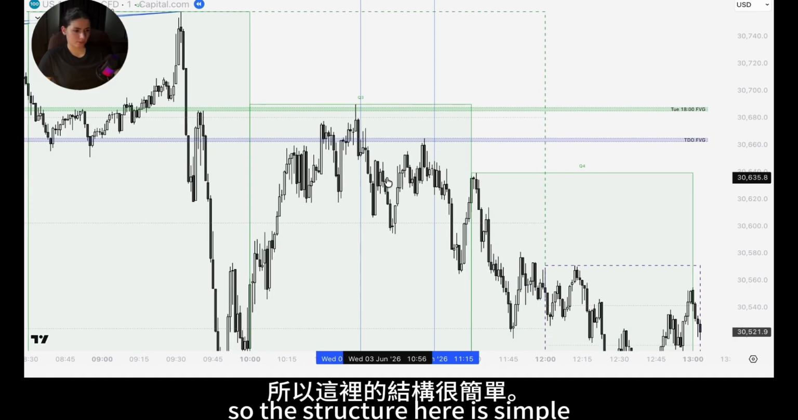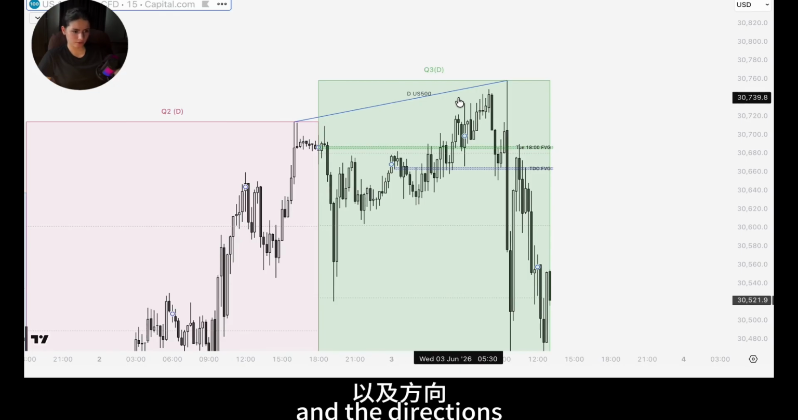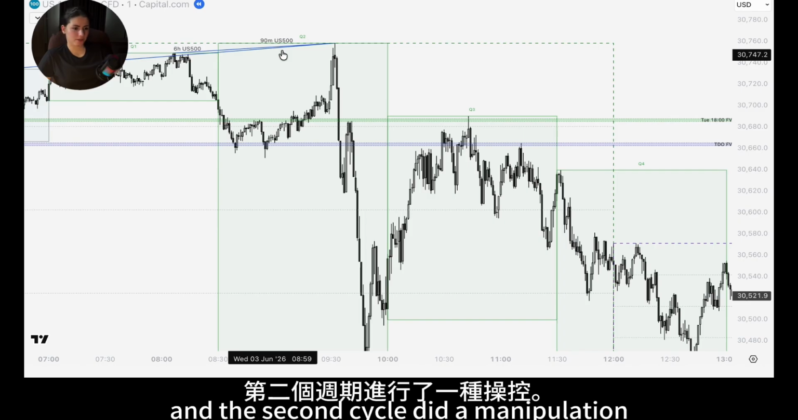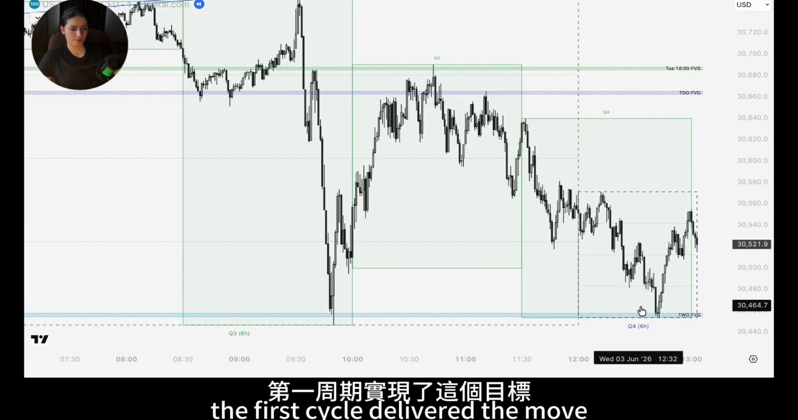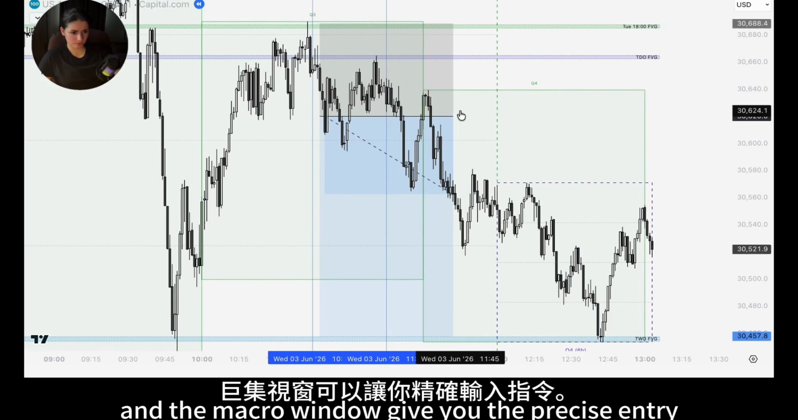So the structure here is simple. The daily cycle gave me the context with the sweep and the divergence. For entry, we use the 90-minute cycle, and the second cycle did the manipulation. The third cycle delivered the move, and the macro window gives you the precise entry.